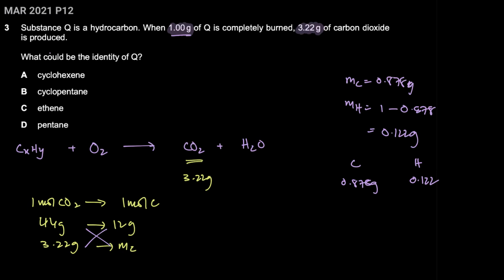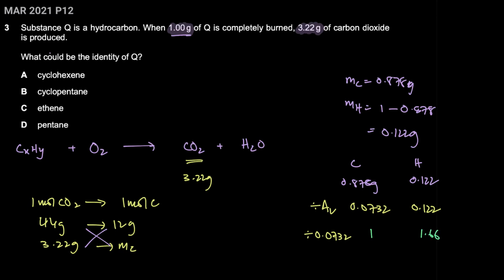So this is the mass ratio, and we need to figure out the molar ratio. So we divide by the relative atomic mass. So we divide by 12 for carbon. When we divide by 12 for carbon, we get 0.0732. We divide by 1 for hydrogen, we get 0.122. Then we need to figure out the simplest ratio because we need an integer ratio for the empirical formula. So what we're going to do is just divide by 0.0732. And we end up getting 1 is to 1.66.